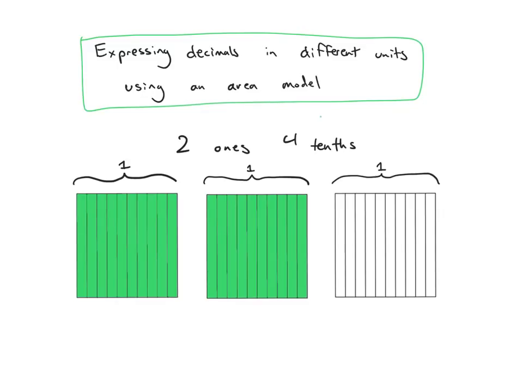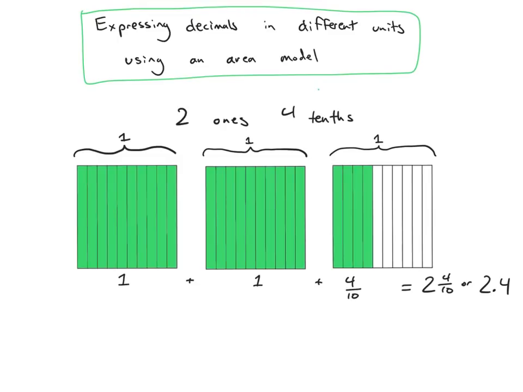There's 2 wholes filled in, and then I have 4 tenths on my third area model here. And so what I've done is I have 1 whole plus 1 whole plus 4 tenths. And so this equals 2 and 4 tenths, or as a decimal, 2.4. So that's just reading it as a decimal, but we can also look at this number in terms of tenths.